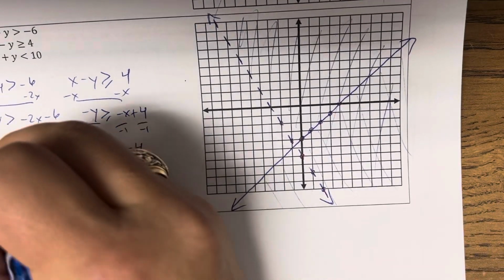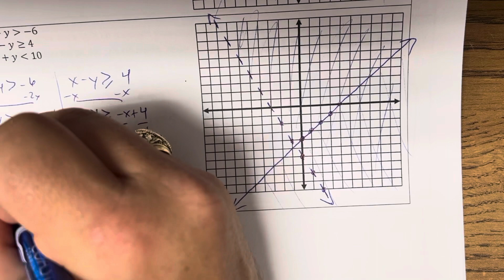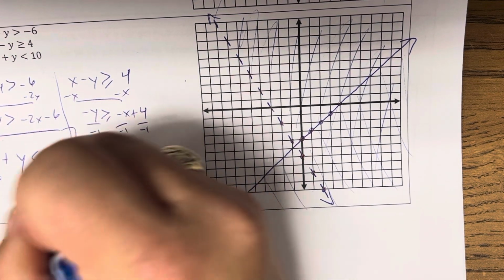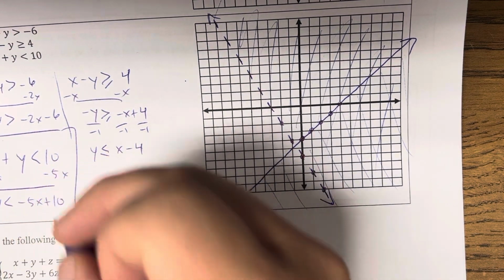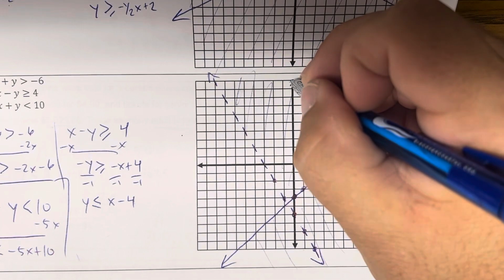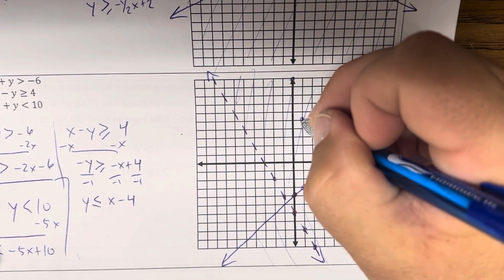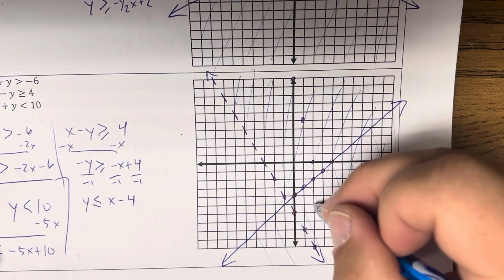And now our last one, 5x plus y is less than 10. We're going to subtract 5x over. So y is less than -5x plus 10. So we're going to start at 10, which is going to be at the top. We're going to go down 5: 1, 2, 3, 4, 5, right 1. 1, 2, 3, 4, 5, right 1. 1, 2, 3, 4, 5, right 1.